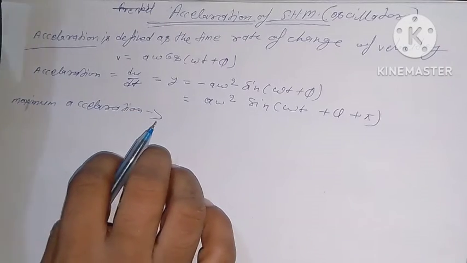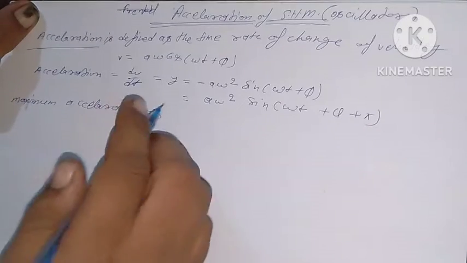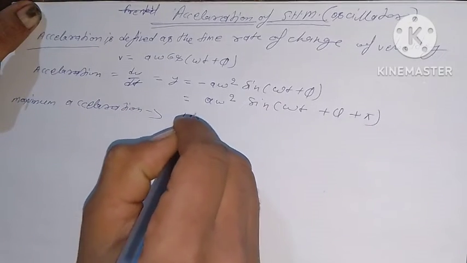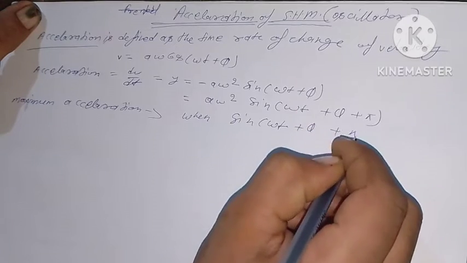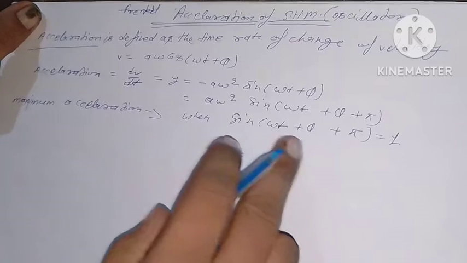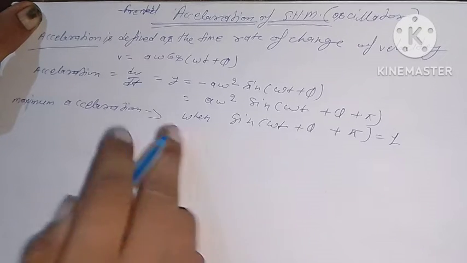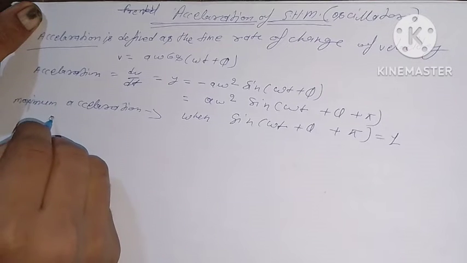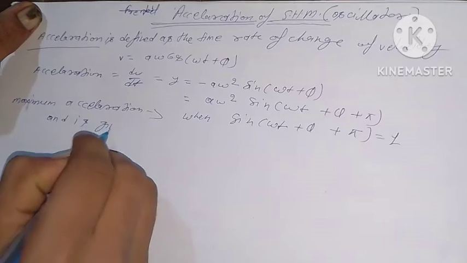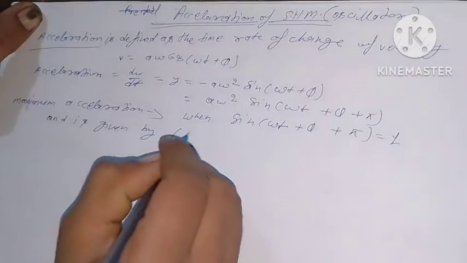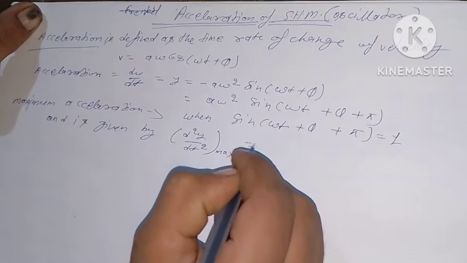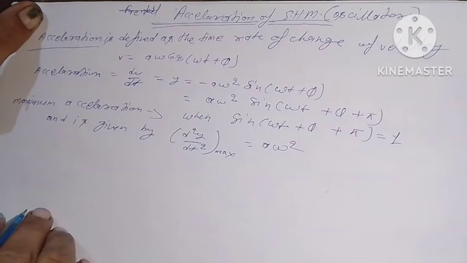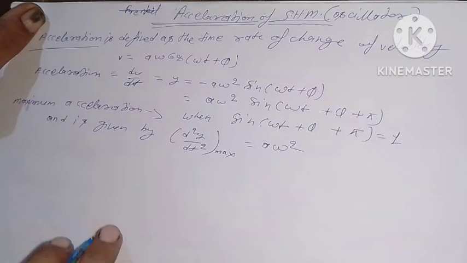The maximum acceleration: the acceleration of the oscillator is maximum when sine(omega t plus phi) equals one, and is given by d square y upon dt square max equals a omega square.